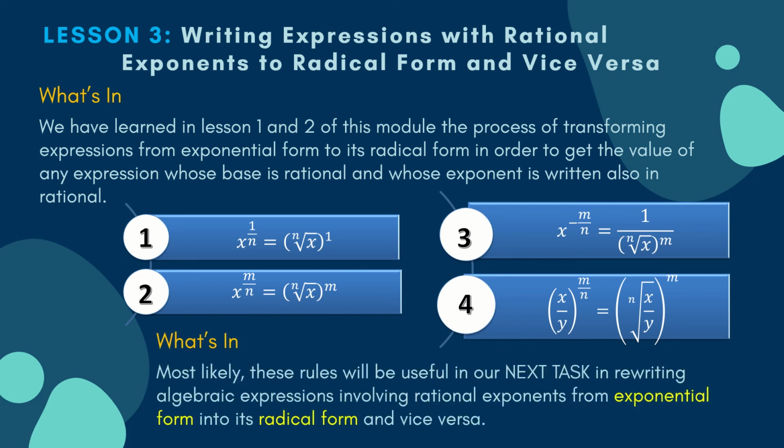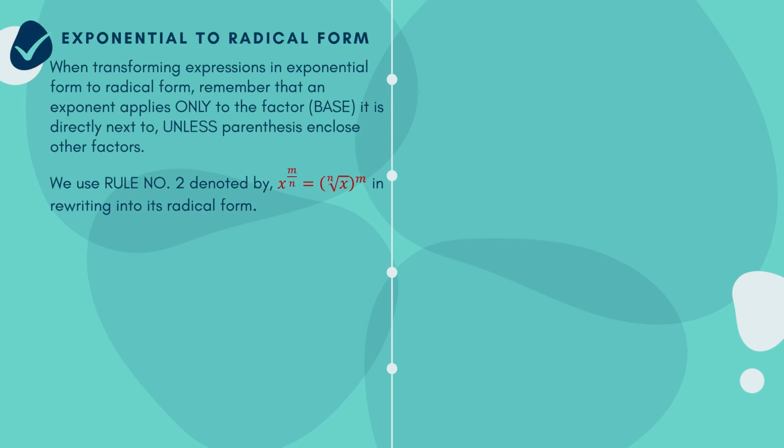Most likely these rules will be useful in our next task, rewriting algebraic expressions involving rational exponents from exponential form into radical form and vice versa. So we will use these four rules on rational exponents. The first topic in lesson number 3: how do we rewrite from exponential form to radical form?